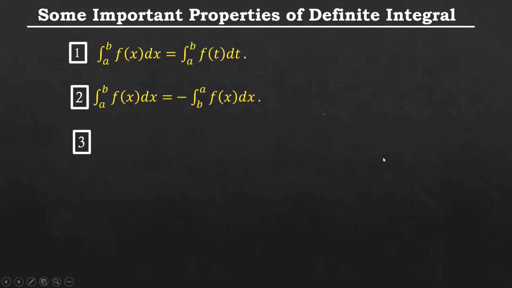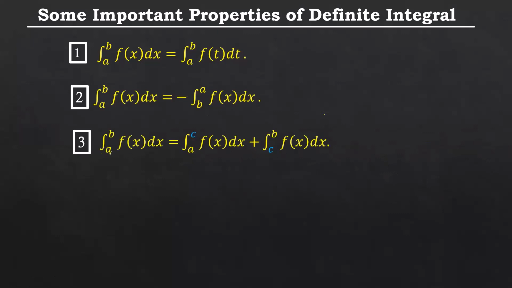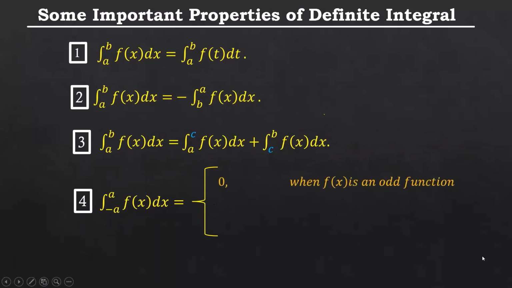And sometimes it is required to divide the integration into two parts. That means you can take it in this way. Integration a to b f of x dx will be taken as integration a to some c and then c to b f of x dx. I will say when it will be required, for which type of function it will be required. Then there is another property, if this type of integration occurs, integration over minus a to a f of x dx, that means a symmetric integral. There is a common property, it will be 0 when this f of x is an odd function.